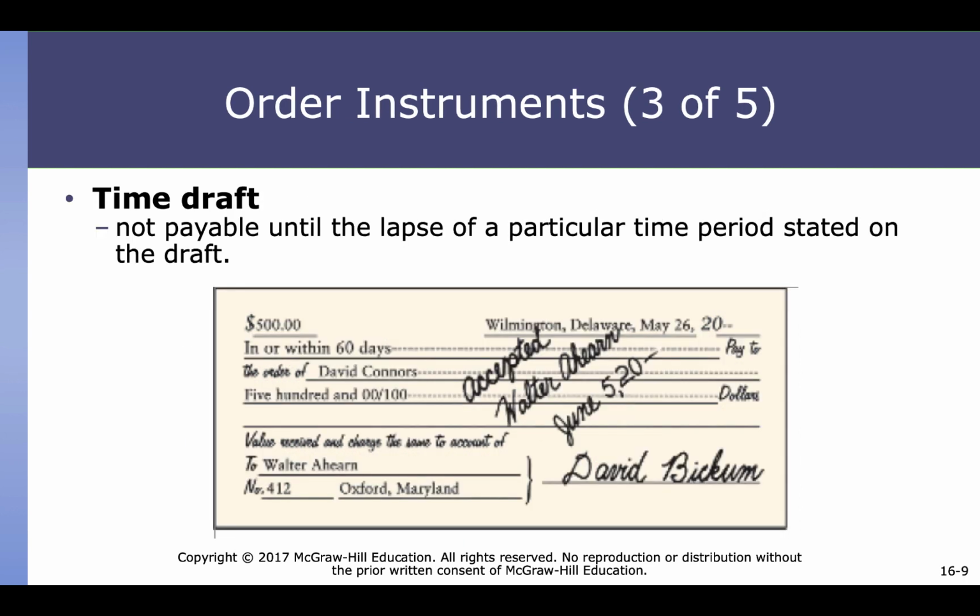Okay, and then a time draft is not payable until the lapse of a particular time period stated on the draft. And this one you can see it's in or within 60 days. You can also see that this draft has been accepted because it's written on the face of the instrument. That's the only way to accept a draft, is to write your acceptance on the face of the instrument.